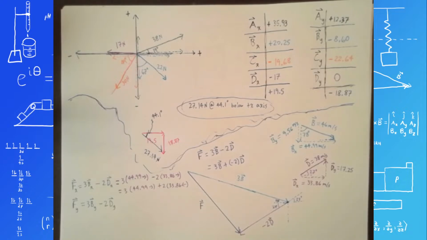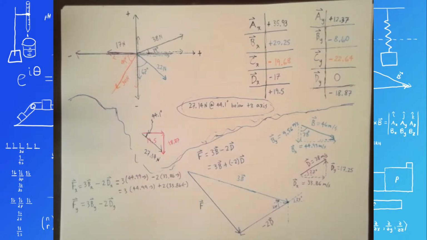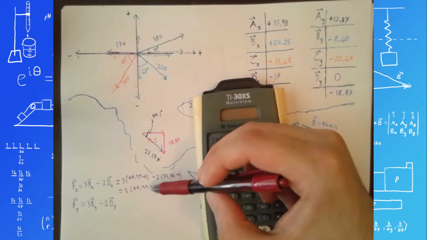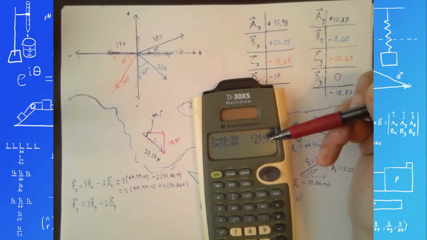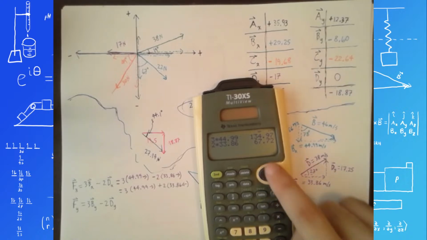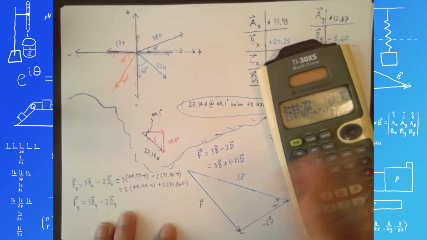And now we've got 3 times 44.99 is 134.97, and then 2 times 33.86 is 67.72. And now I see, since one of these is to the right and the other is to the left, the one to the right is bigger, so I'm going to do bigger minus smaller. And since the bigger one is to the right, the overall result is to the right. So let's subtract them. 134.97 minus 67.72 gives me 67.25 to the right.